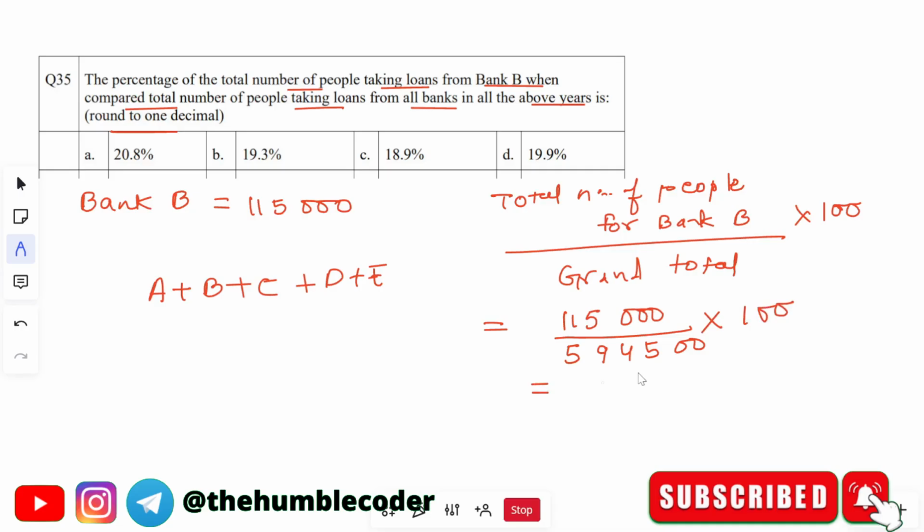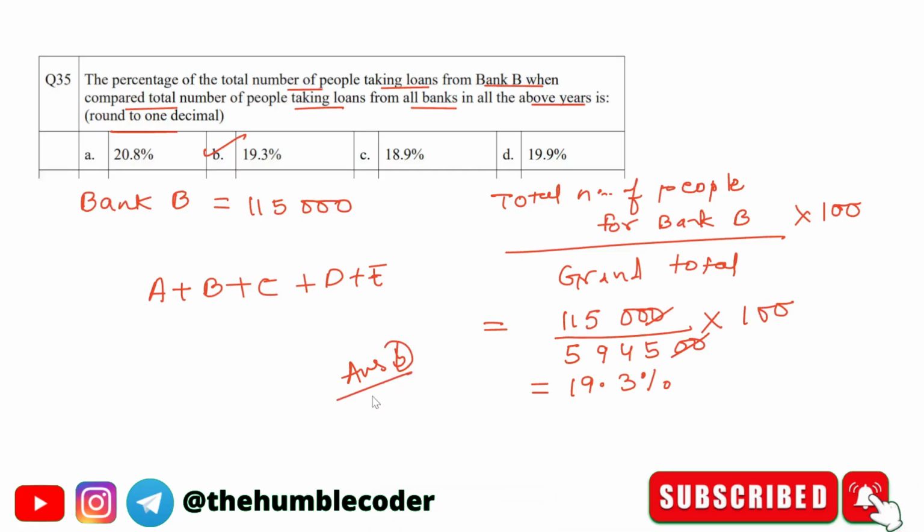When you finally solve it, the zeros get cancelled, and further solving gives the final percentage value of 19.3%. So the correct answer for this question is option B, that is 19.3%. Hope you have understood it. For any doubts, you can ask me in the comment section. Moving on to the next question now.